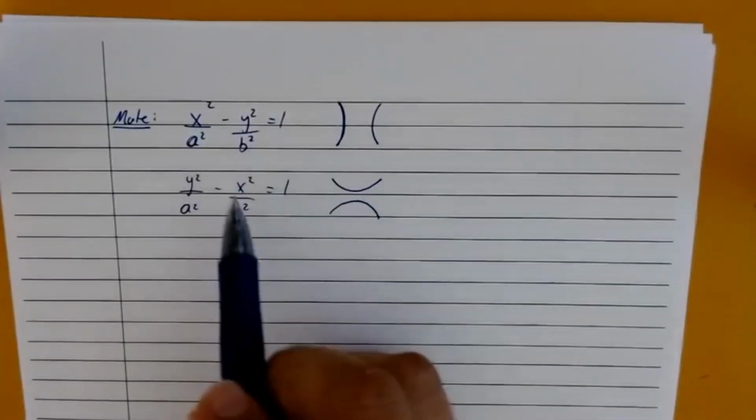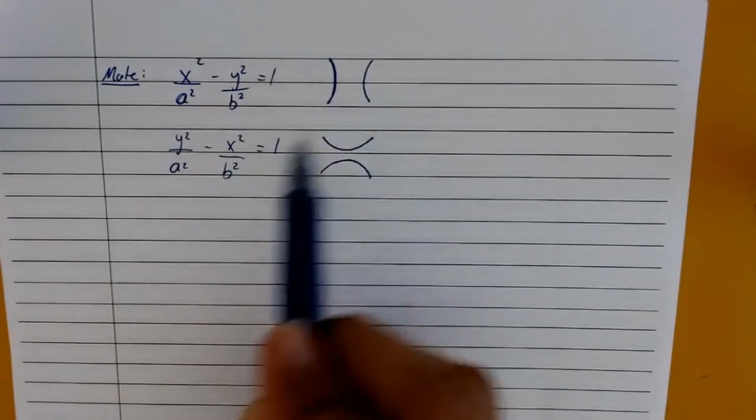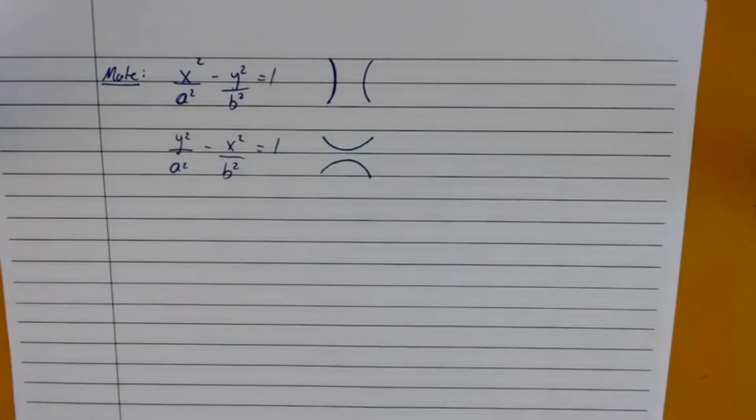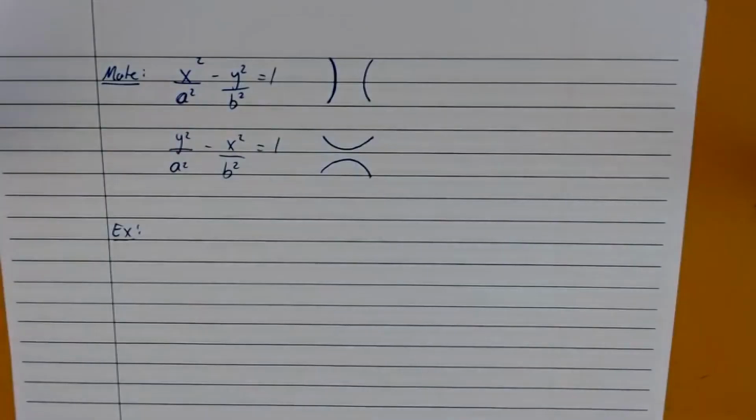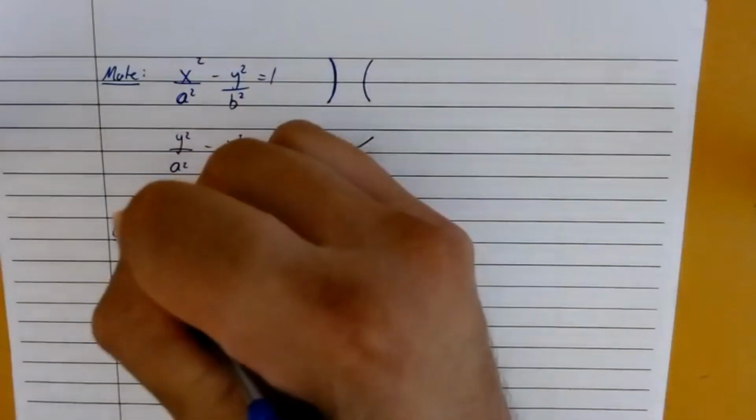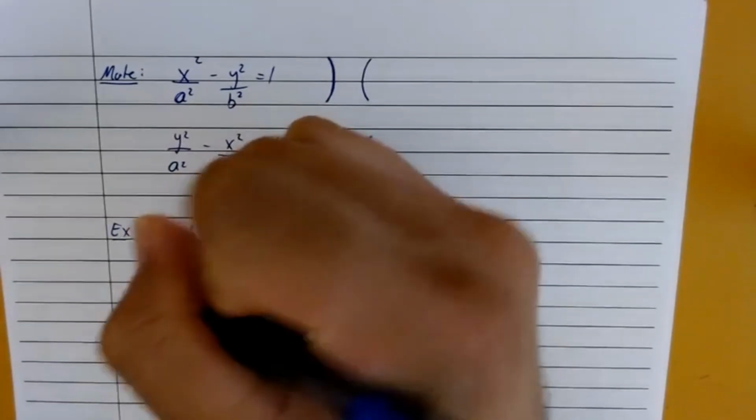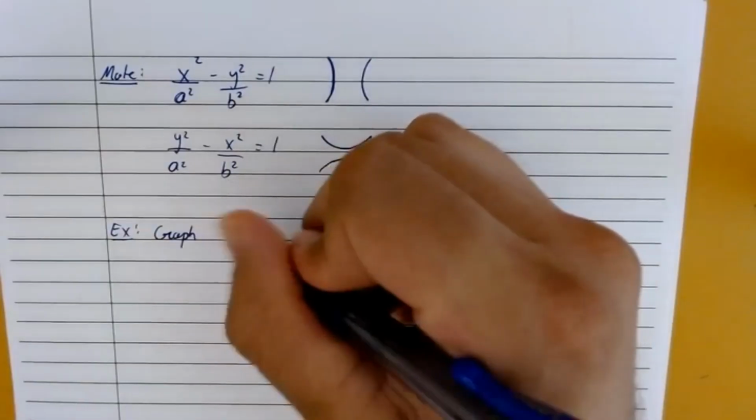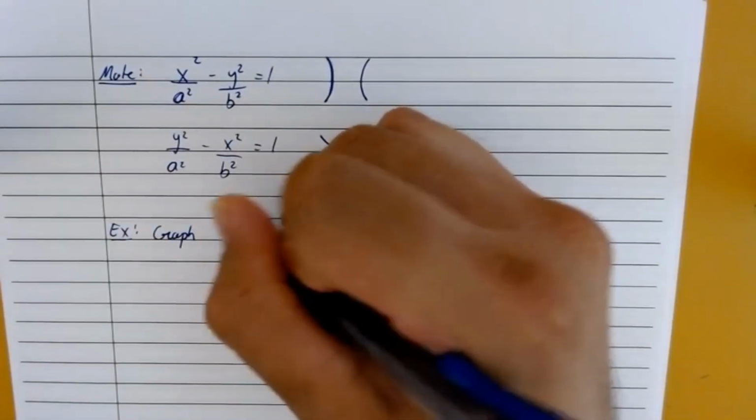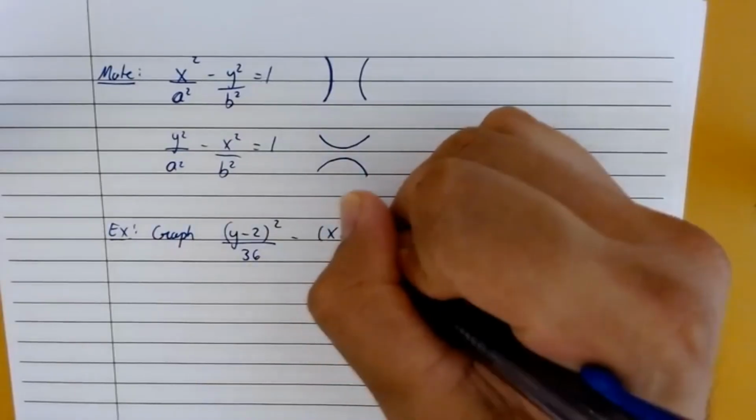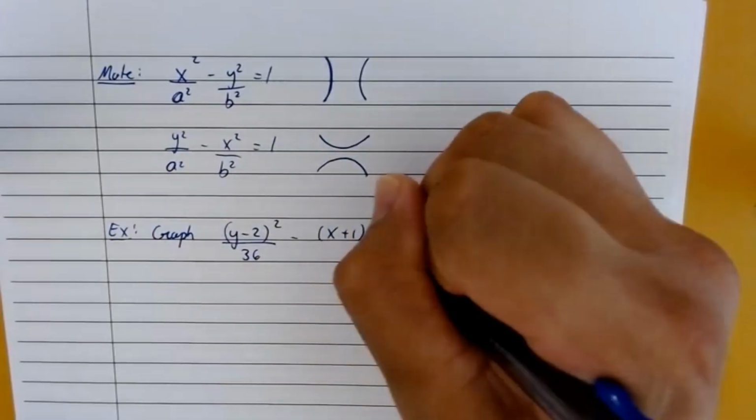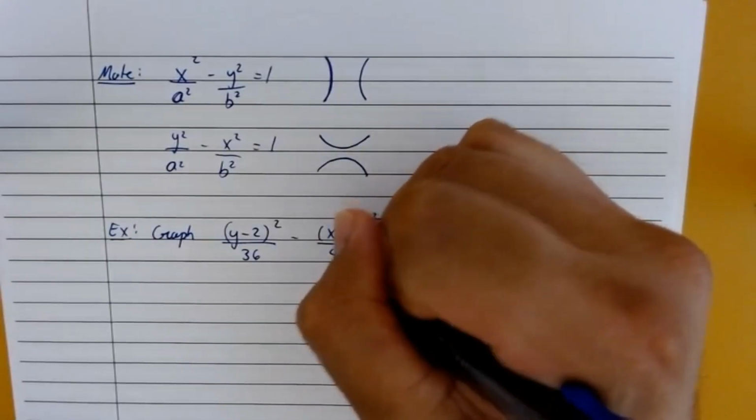You can either memorize that, or if not, you'll see here in a moment how, even if you don't remember which orientation it is, you could always figure it out by plugging in values into your results. So let's go ahead and consider some examples of this. Let's begin with the simplest one, where we're simply given an equation and told to graph. Let's try y minus 2 quantity squared over 36 minus x plus 1 squared over 49 equals 1.